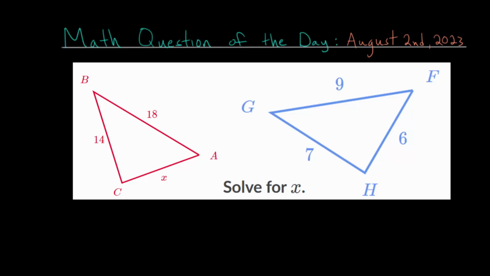In this video, I'd like to talk about the math question of the day for Wednesday, August 2nd, 2023. With this problem, we're given two different triangles that we can compare to each other. We need to solve for x, where x is this missing side length, AC, in this red triangle. Questions like these are typically seen in geometry classes.